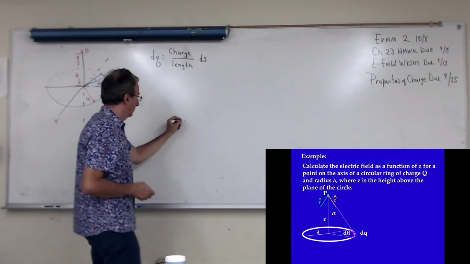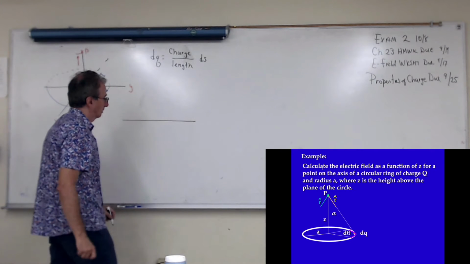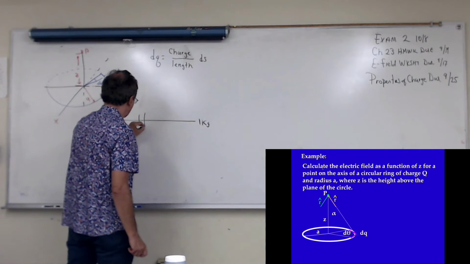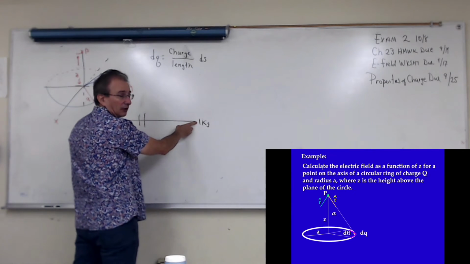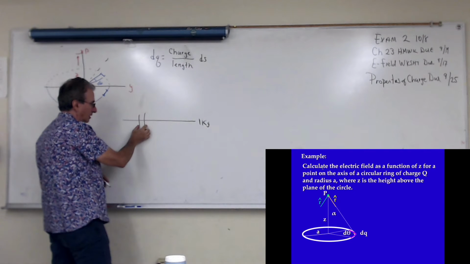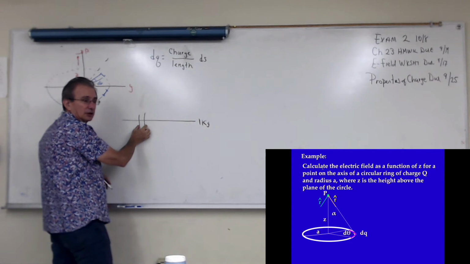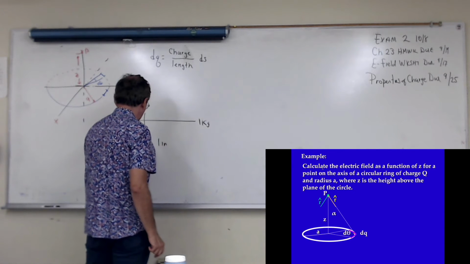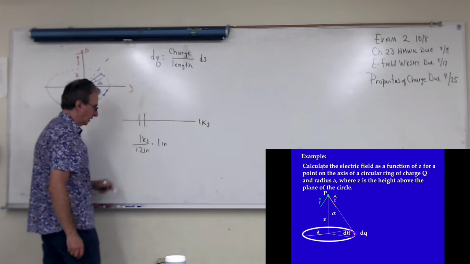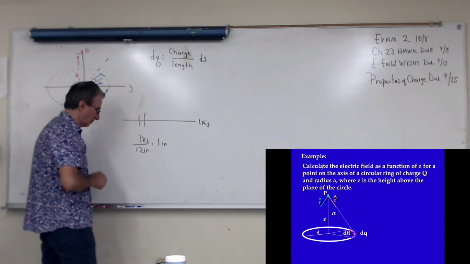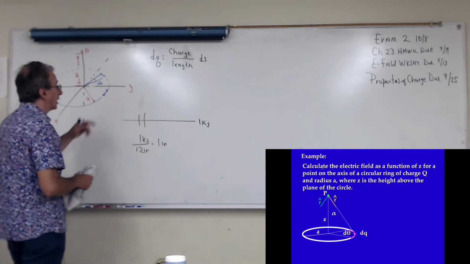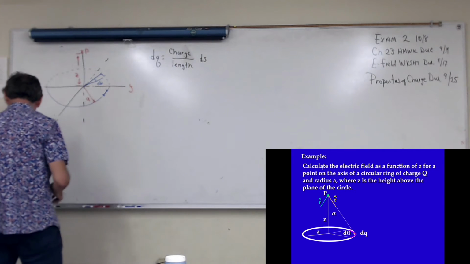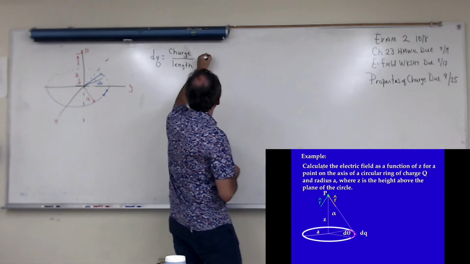If I have a rod that's 1 kilogram, and the rod's 1 foot long, and I want to know the mass of a piece that's 1 inch, then I take 1 kilogram divided by 12 times 1 inch. And that's going to give me the mass. It'll be 1/12 of a kilogram. So I'm doing the same thing here. The charge per unit length times the length of the element gives me the amount of charge in this piece. In one dimension, we denote the charge per unit length as lambda.